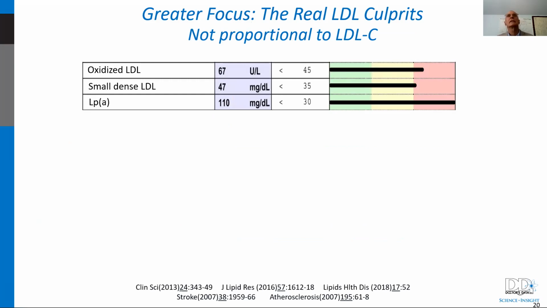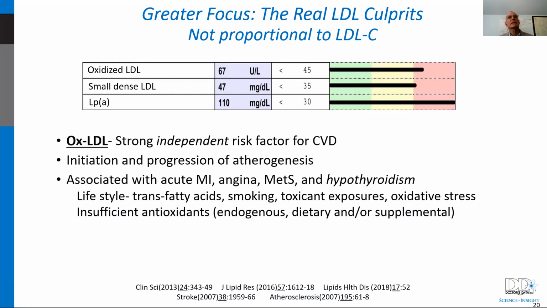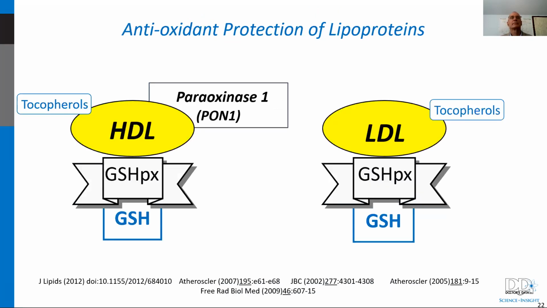And importantly, these specific LDL subfractions, their levels are not proportional to total LDL cholesterol. So when we look at oxidized cholesterol, we know it's a strong independent risk factor. It's involved in the initiation and progression of atherogenesis, associated with acute MIs, angina, hypothyroidism. So we need to consider lifestyle, trans fatty acid intake, smoking, toxicant exposures, oxidative stress, insufficient antioxidants. Okay, we're going to elaborate on that.